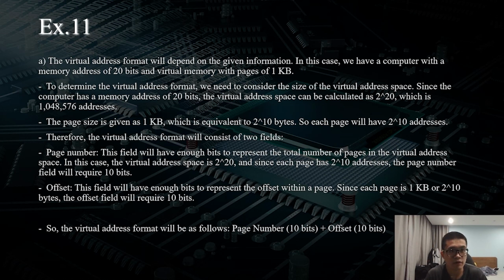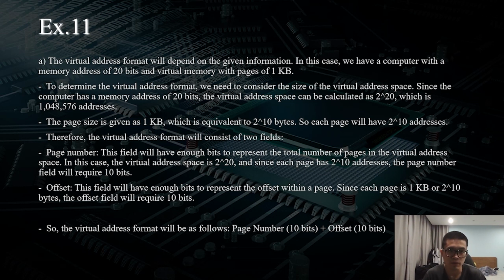So first we begin with exercise 11. In question A of exercise 11, the virtual address format will depend on the given information. In this case, we have a computer with a memory address of 20 bits and virtual memory with pages of 1 kilobyte.